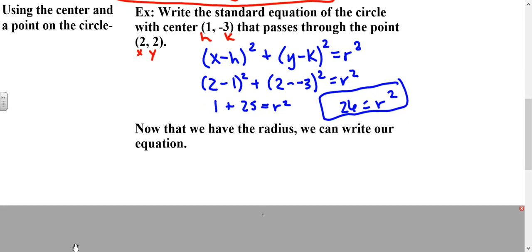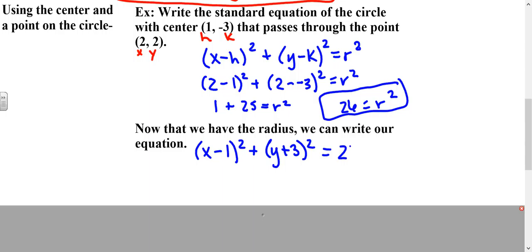So remember, I'm doing x minus h squared, so I have x minus, and then h was 1 squared, plus y minus k, which was negative 3. So if I do minus a negative 3, that's the same thing as plus 3, equals, and then I'm supposed to have r squared. Well, I already know what r squared is.